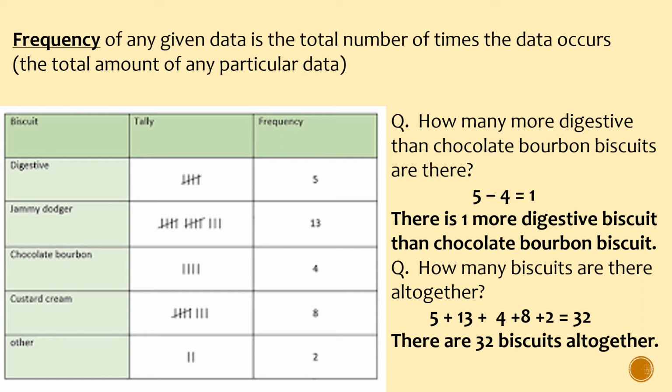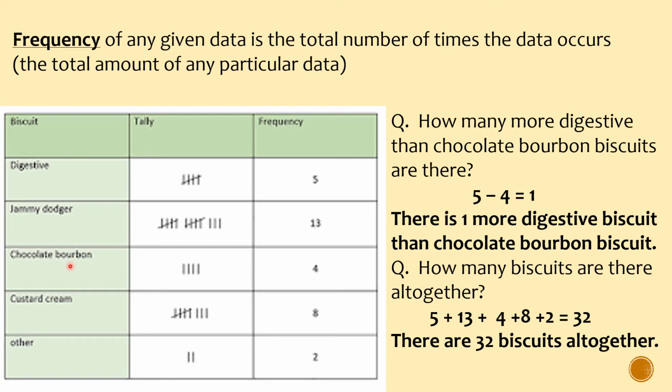First of all, let's learn what frequency means. Frequency of any given data is the total number of times the data occurs, the total amount of any particular data. That means frequency is actually the total number of any given data. Okay, for example, you can look at this.